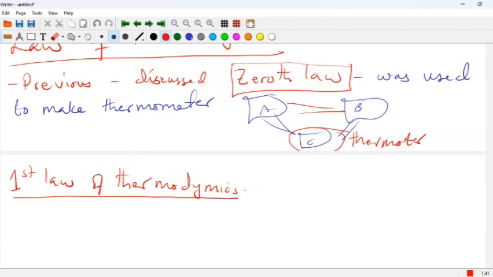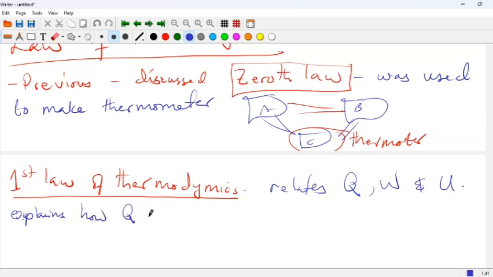The first law of thermodynamics gives a relationship between heat, the work done, and the internal energy. It relates the heat, the work, and internal energy. It states that, it simply tells us, it explains how heat added to a system or removed is utilized.